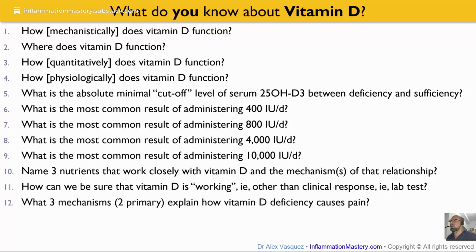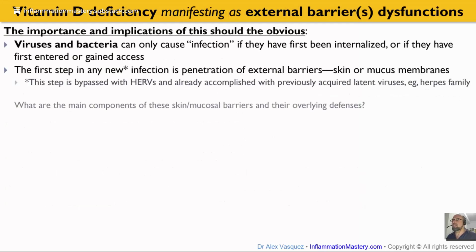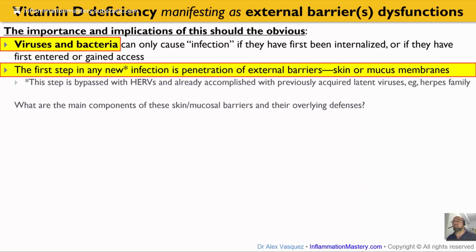And finally here, number 12, what 3 mechanisms, with at least 2 of those being primary, explain how vitamin D deficiency causes pain? So we'll look at those quiz questions later in today's presentation. Again, right now we're going to focus on external barrier dysfunctions, mostly relevant against viruses and bacteria. So the first step in any new infection is penetration of external barriers, typically the skin or mucous membranes.